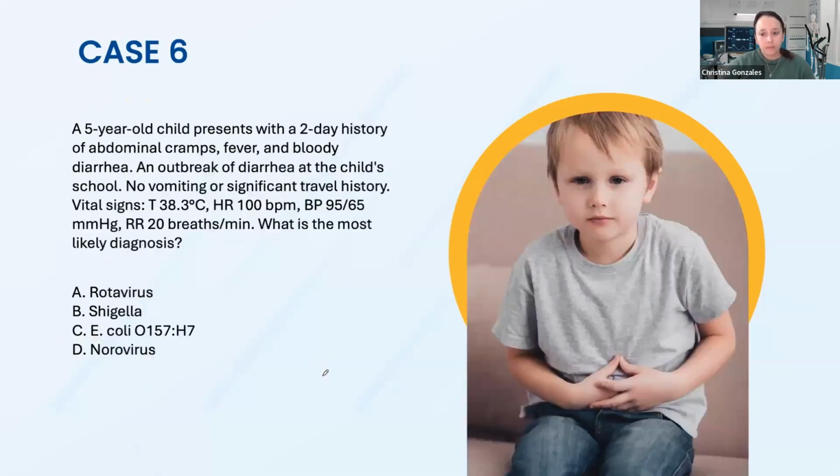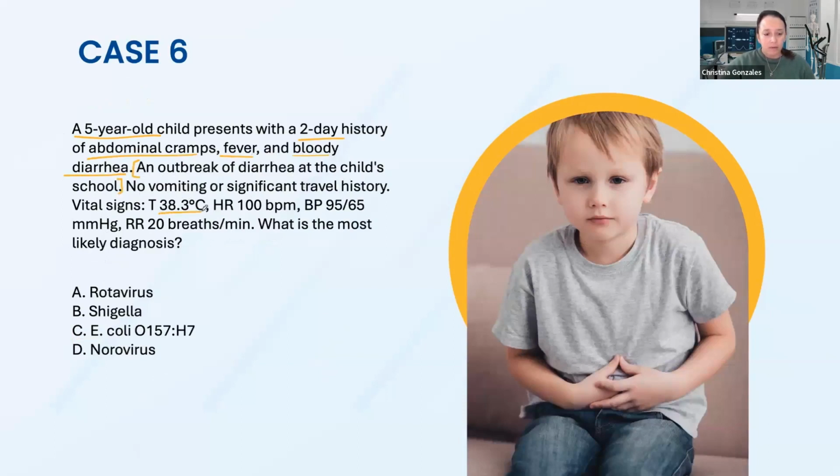Okay. All right, case 6. So we have a 5-year-old child. Now we're getting into some kiddos. A 2-day history of abdominal cramping. He also has some fever and bloody diarrhea. Ooh, bloody diarrhea. There is an outbreak of diarrhea at the child's school. I want you to think about this, but I don't want you to get hung up on it, okay? So keep reading. No vomiting, no significant travel history.